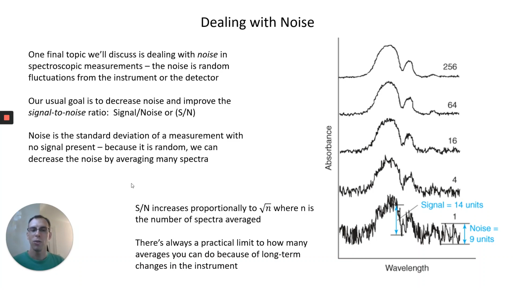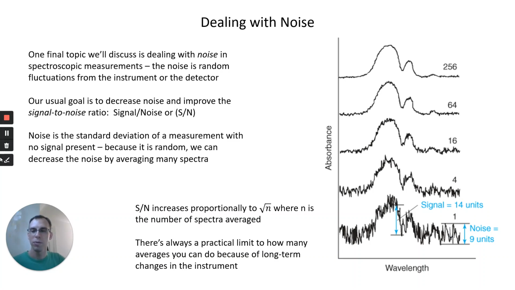Ultimately, our goal in most spectroscopic measurements is that we want a high signal, so that's our absorbance peak or emission peak that we're trying to measure, compared to the noise, or the random fluctuations that we see, that we can't really tell apart from the actual signal.